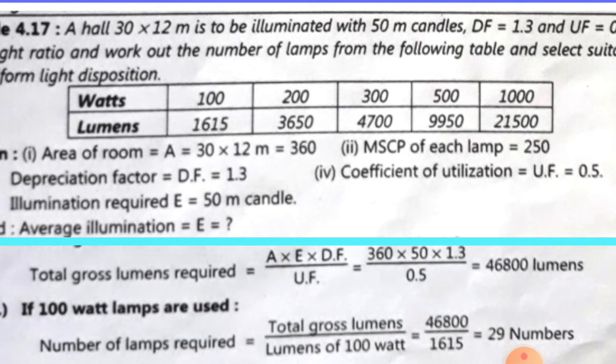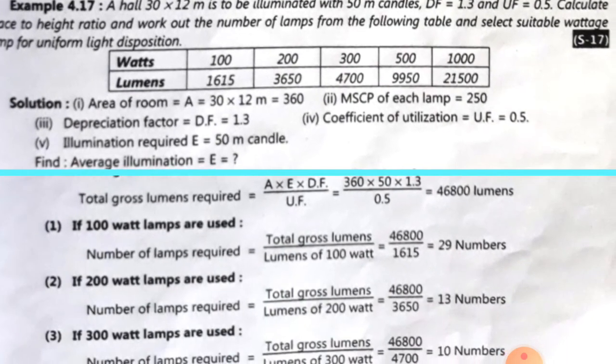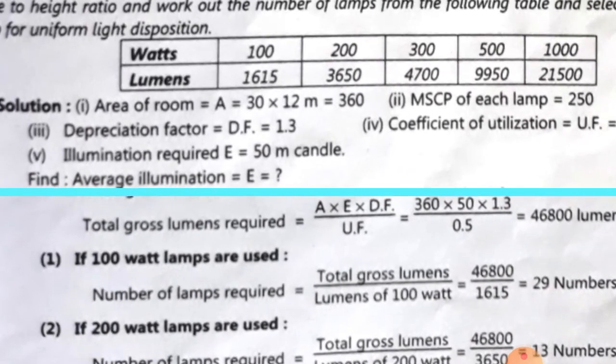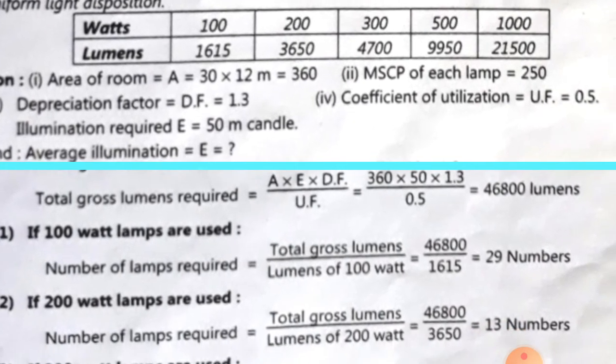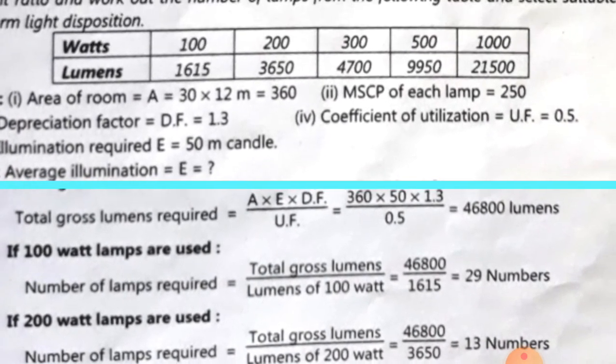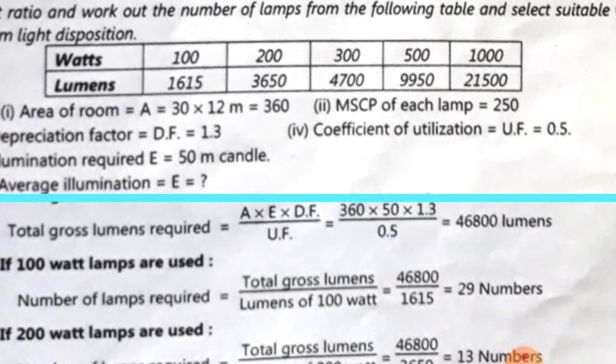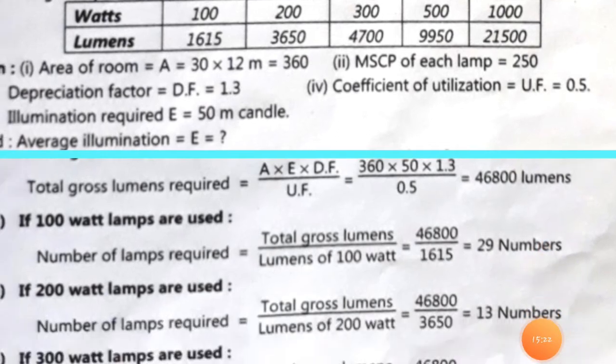That much amount of lux lumens, or gross lumens, is required to illuminate the hall. Now if we use 100 watt lamps, then the number of lamps required: total gross lumens is 46,800. And if we select the 100 watt lamp, then the lumens of that 100 watt lamp is 1615, that is given in that table. So this value we are going to take over here. Divided by 1615, we get 20 number of 100 watt lamps are required to fulfill this gross lumens required.